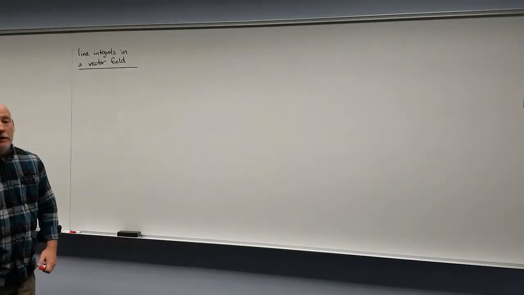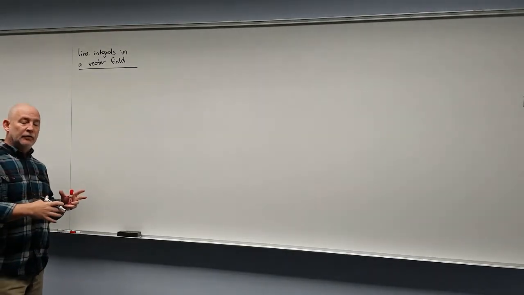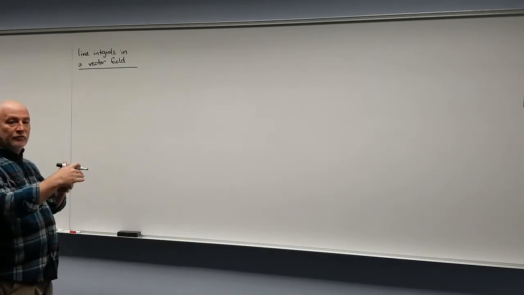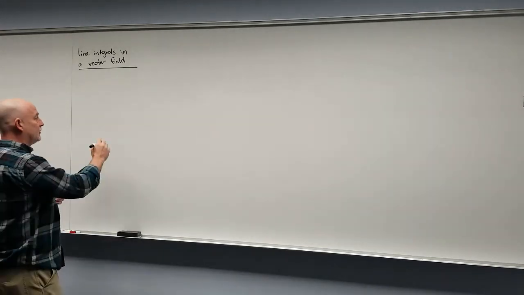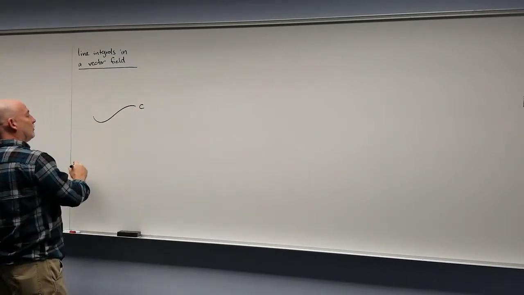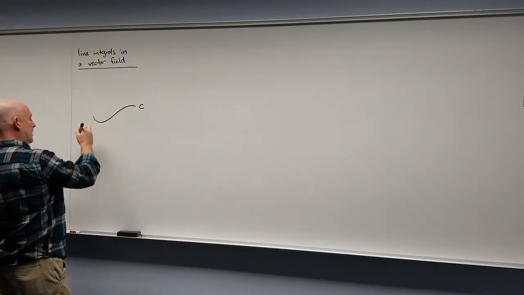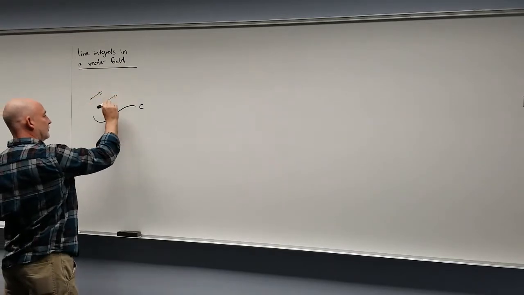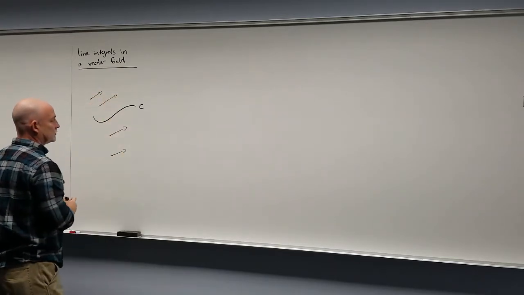Let's take a look at line integrals inside of a vector field. So we're going to be integrating along a curve, but that curve is going to live inside of a field. So let's say that we have some curve here, C, and we want to do a line integral in here, but you have some vector field. Let's say that our vector field, all the vectors are kind of pointing in this direction.